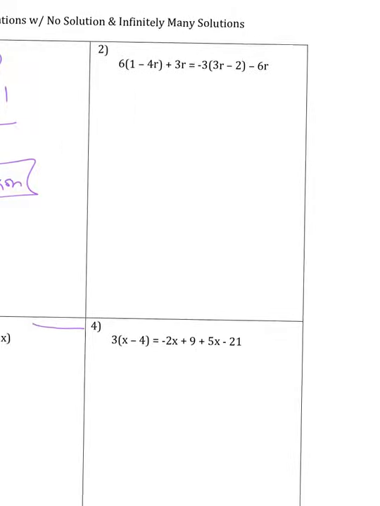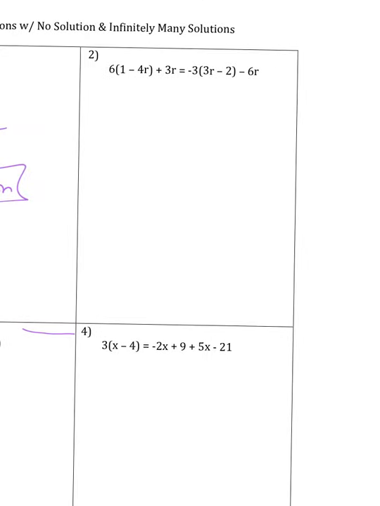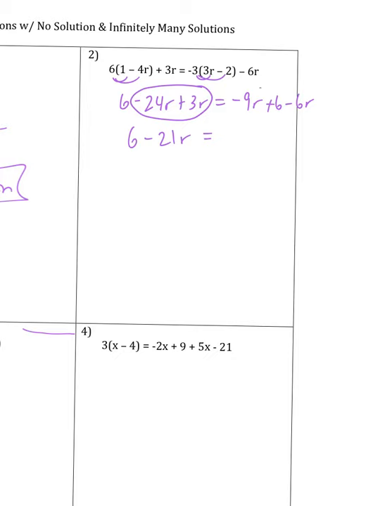Number two, we're going to distribute. 6 minus 24r, bring down the 3r, distribute negative 9r plus 6, and then bring down the minus 6r. On each side, I have like terms. So I have like terms on the left side. That'll give me 6 minus 21r. On the right side, I have negative 9r and negative 6r. So I have negative 15r plus 6.